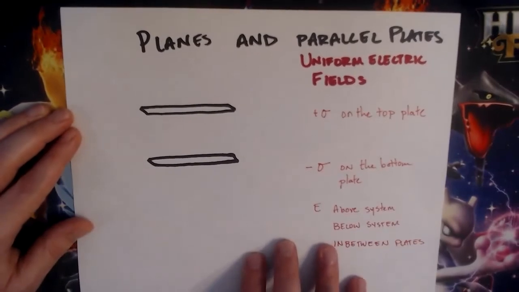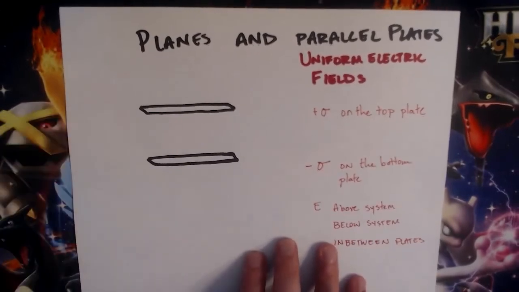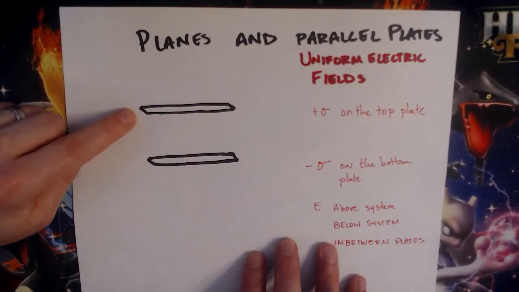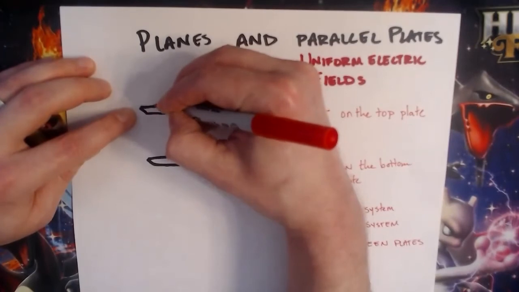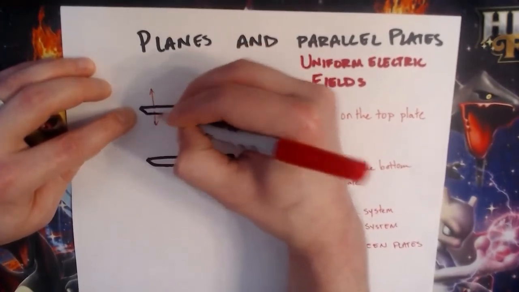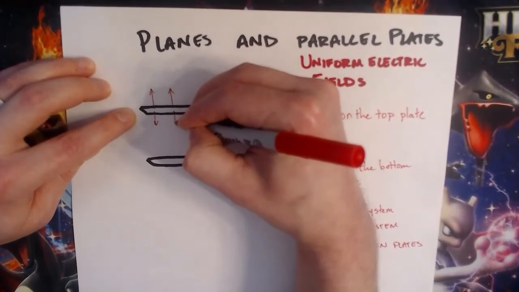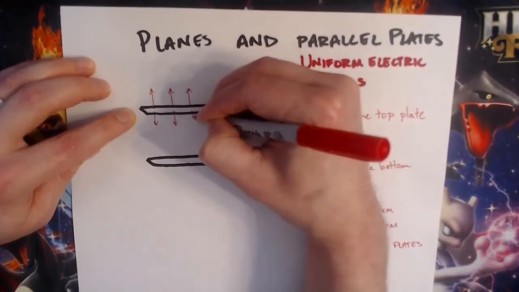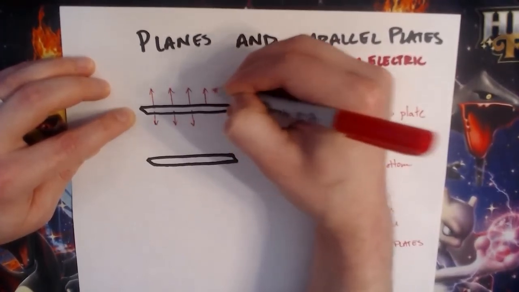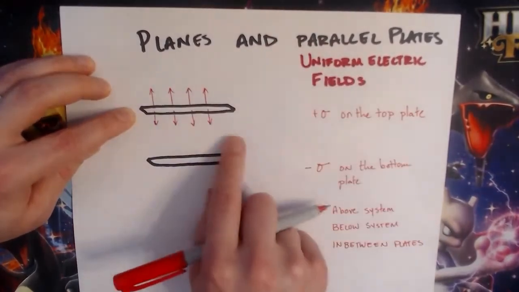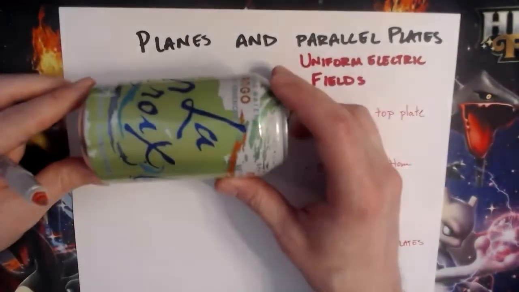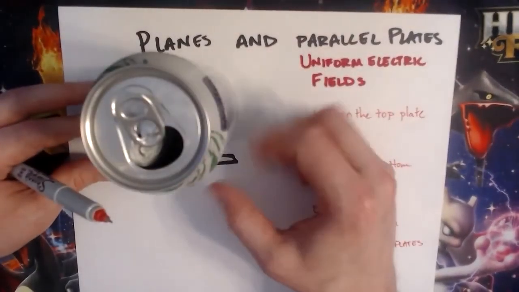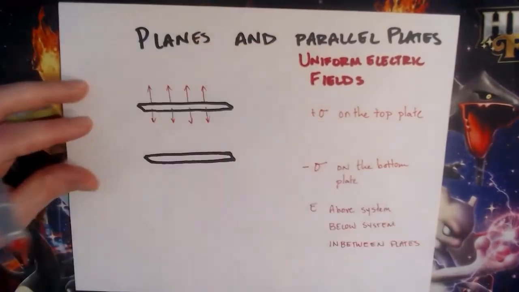Finally, planes and parallel plates, ultimately defining a uniform electric field. We're going to start by talking about the top plate. And at the top plate, again, we have electric field lines that are pointing like this. But what is different in this case is these electric field lines don't point radially around it. They just point perpendicular to its surface. So in the case of our can, we no longer look at the can this direction. We look at the can in this orientation, actually, in this orientation for this problem.